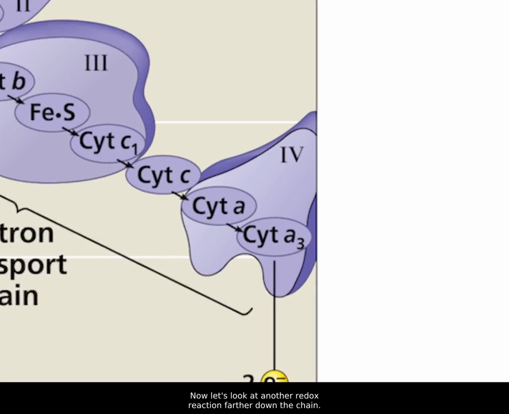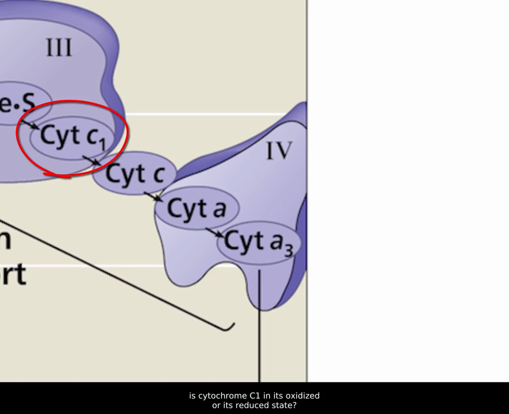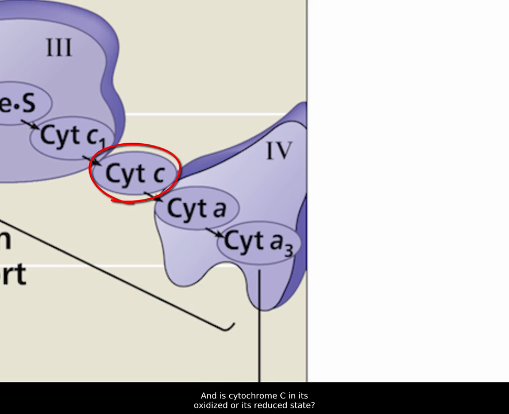Now let's look at another redox reaction farther down the chain. Cytochrome C1 donates electrons to cytochrome C. Immediately after the electrons have been passed from cytochrome C1 to cytochrome C, is cytochrome C1 in its oxidized or its reduced state? And is cytochrome C in its oxidized or its reduced state?